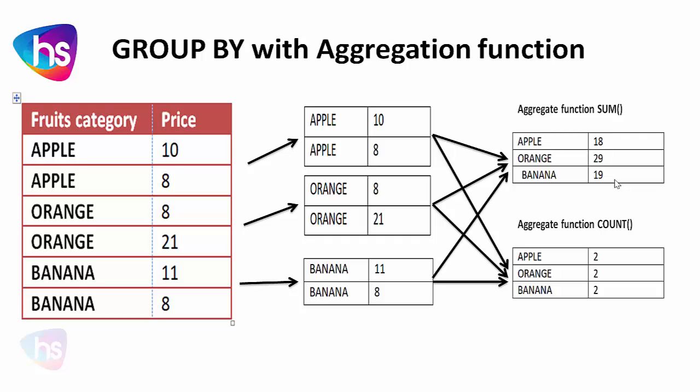Whereas COUNT gives us the number of rows in that particular category once we apply it with the GROUP BY statement. See here, it's a representation. SUM shows the total of the values, whereas the COUNT aggregate function shows the number of rows in the apple category, as well as orange and banana.